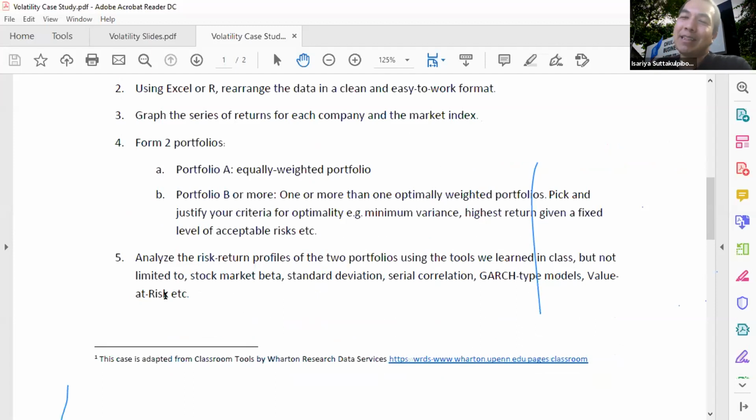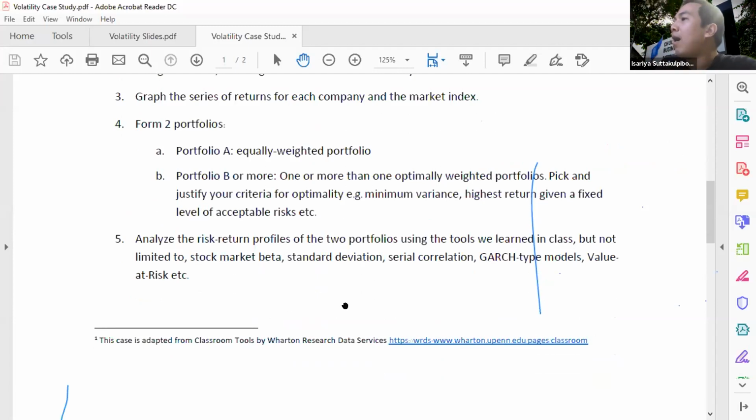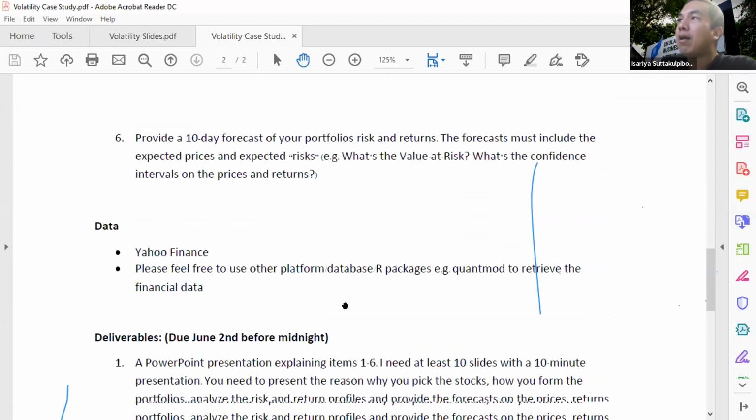So just get the previous return profiles, and then you analyze it. Beta, standard deviation, returns and risk, right? You can use GARCH too if you'd like, just to get a sense of what your portfolio risk and return are. That's the purpose of number 5.